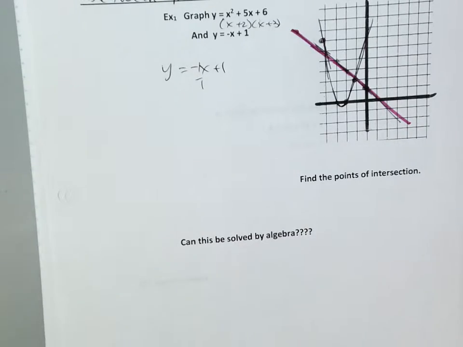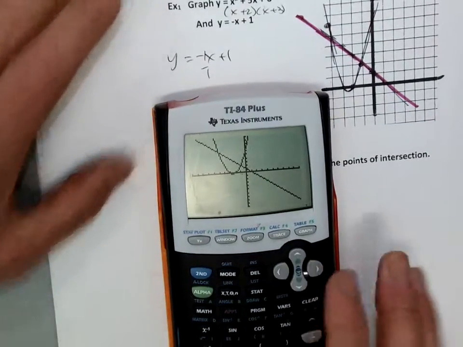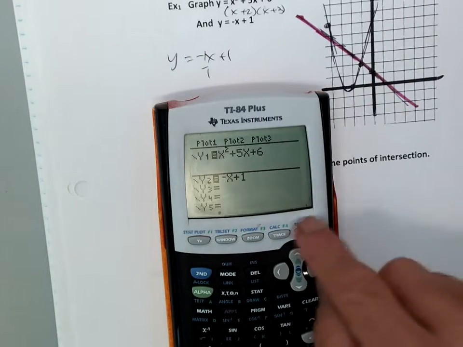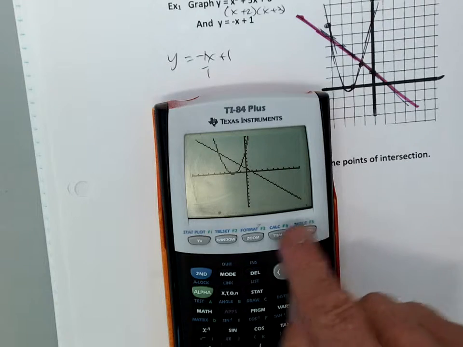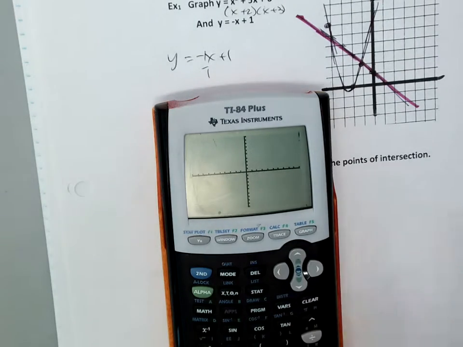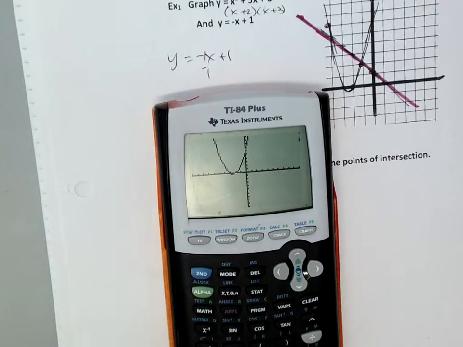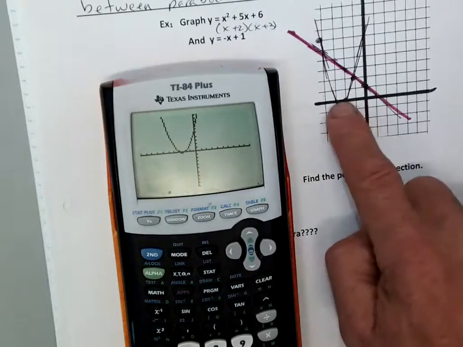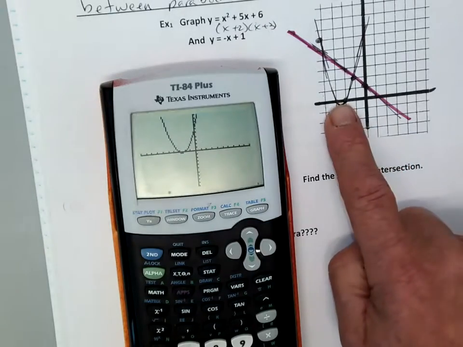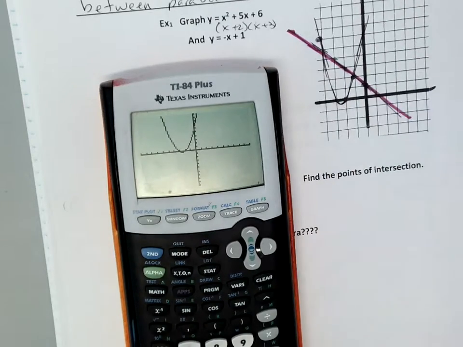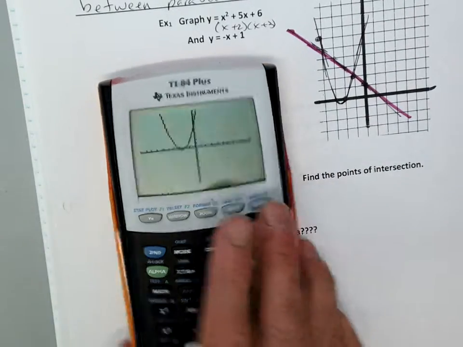I got the parabola from graphing y equals x squared plus 5x plus 6. If I graph just the parabola, it looks like this. A few things I know about parabolas: I knew its zeros were at -2 and -3, and I could do the 1, 1, 2, 4 pattern, but it looks something like this.